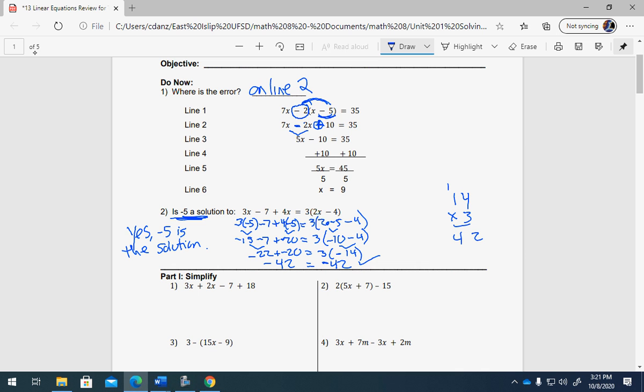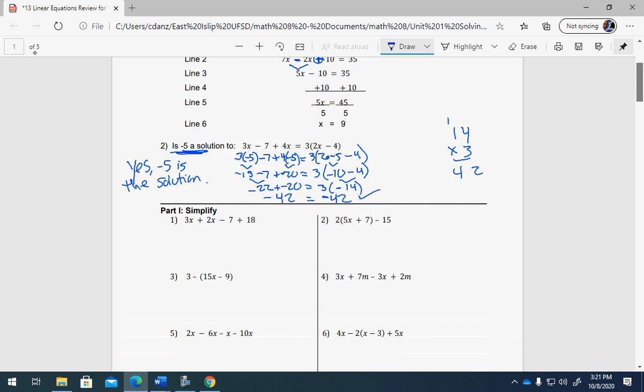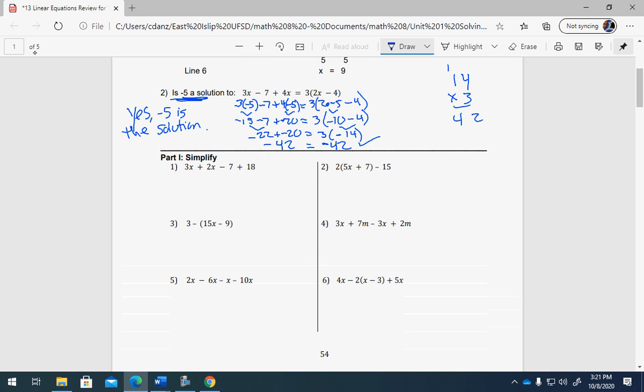And on part 1 here, the simplify part, notice that there aren't any equal signs in any of these problems. That's why it only says simplify and it doesn't say to solve. So I'll do one of them with you. To simplify means to distribute and combine like terms. I'll do number 6 with you.